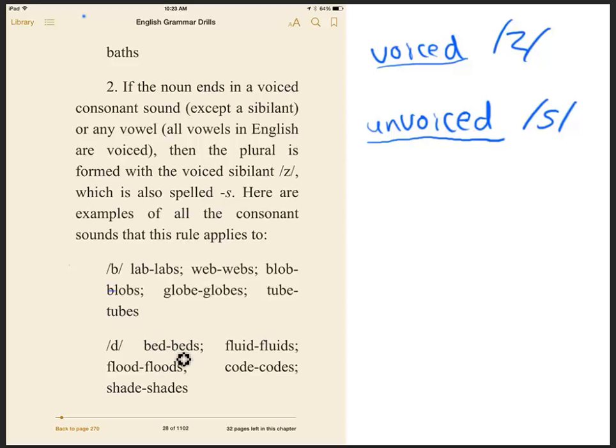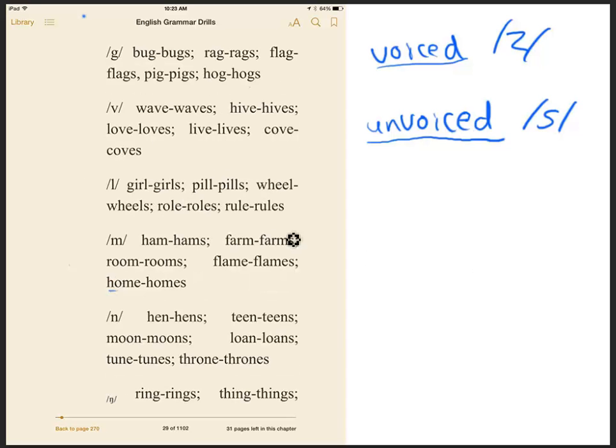Bed, beds, shade, shades. Okay, and then of course a couple more. The G, bugs, waves, girls, hams, hens, rings. Okay, and you can hear the voice at the end, the voiced consonant, so it's a Z sound. All right.